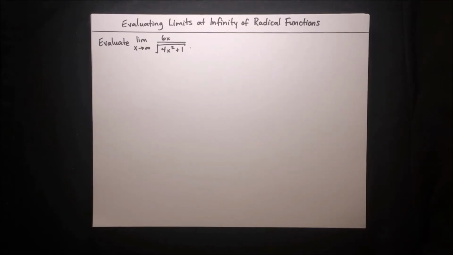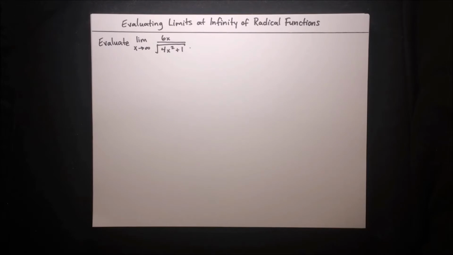In this video, I'm going to show you how to evaluate limits at infinity of radical functions. So here we want to evaluate the limit as x approaches infinity of 6x over the square root of 4x squared plus 1. We see that the numerator and denominator are both increasing without bound, so it looks like we're going to have to manipulate this limit a little bit.